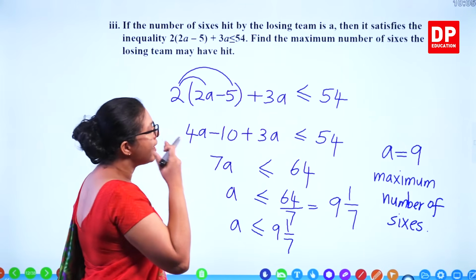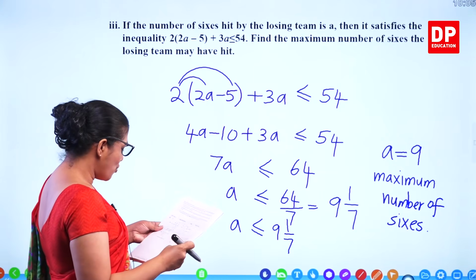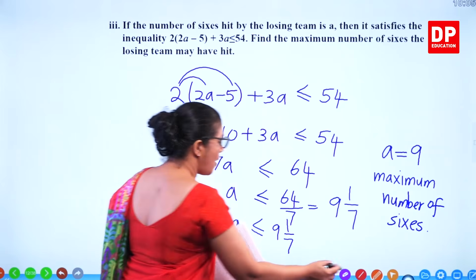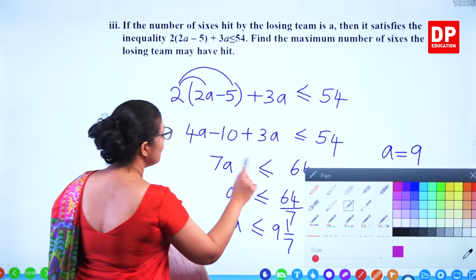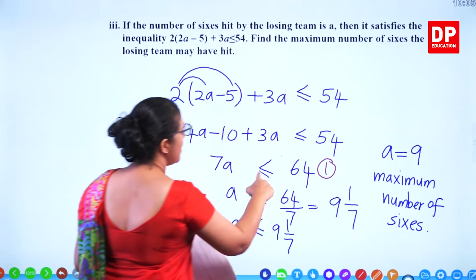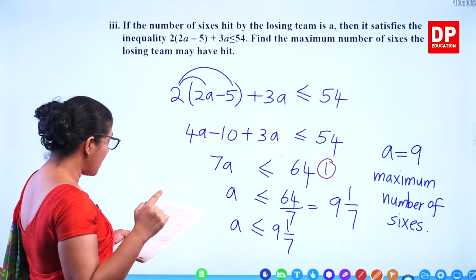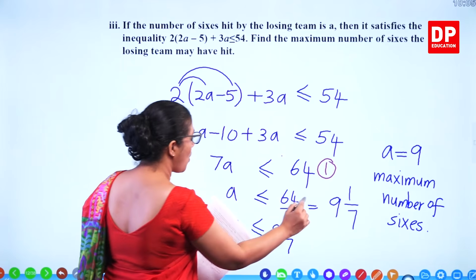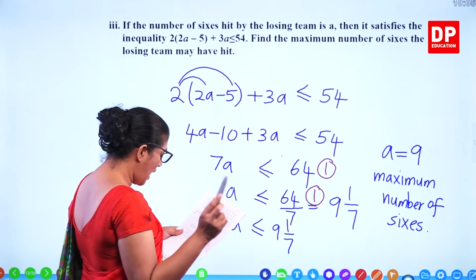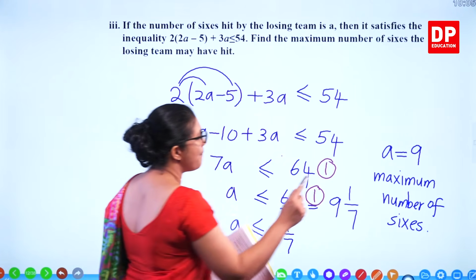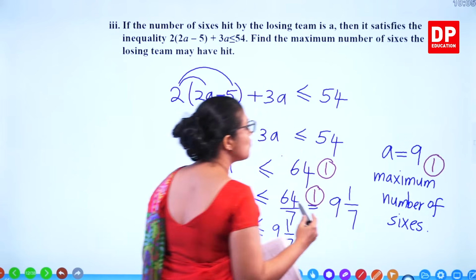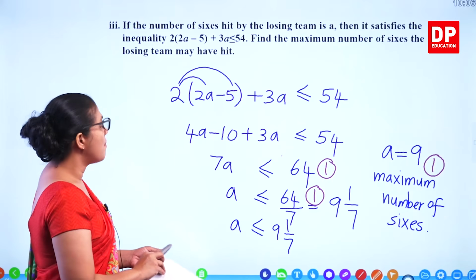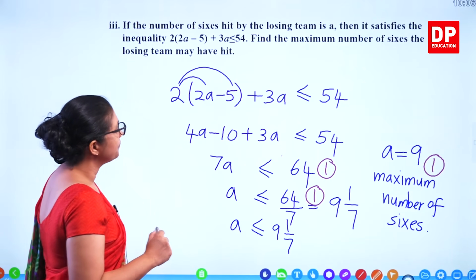So that's 9. Now we'll see how you get marks. You get 1 mark for this step, 7a is less than or equal to 64, and 64 divided by 7 is 1 mark here. And finding the maximum number, 9, is 1 mark. So 3 marks for this step. So altogether 10 marks for the whole question.